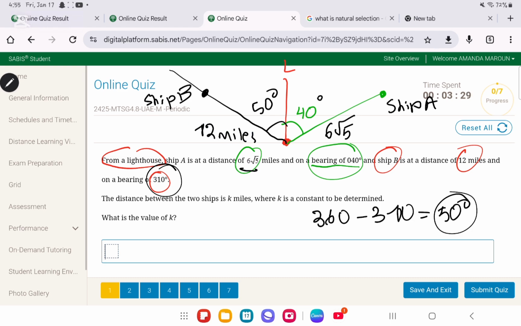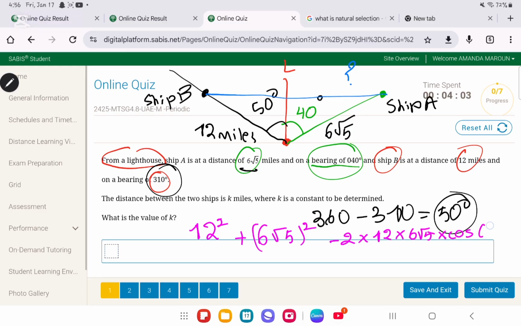Now they want us to find the distance between the two ships. So the distance between ship A and ship B, they need us to find it. Very simply, if you remember from the previous quiz, if we have two sides and an angle in between them, we can find the side opposite to the angle by applying the cosine rule, which is 12 squared plus (6 radical 5) squared minus 2 times 12 times 6 radical 5 times cosine of 90.